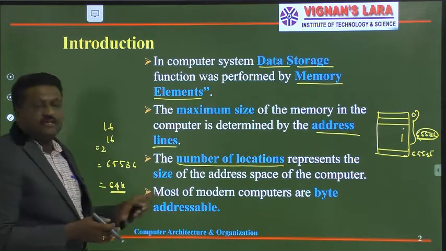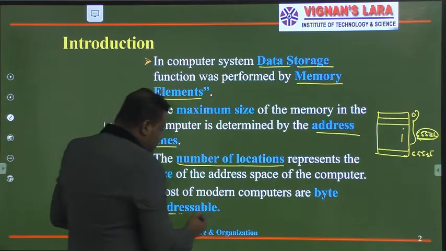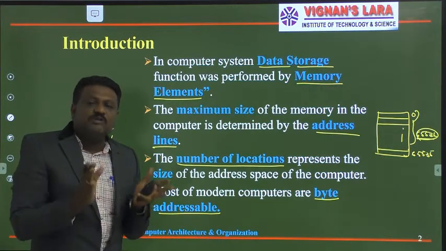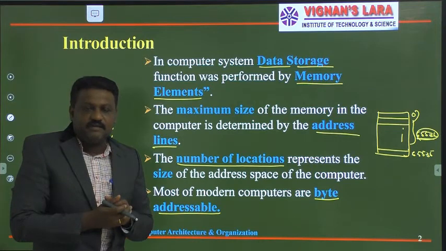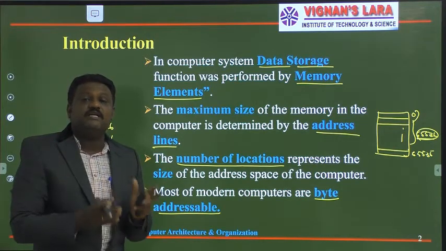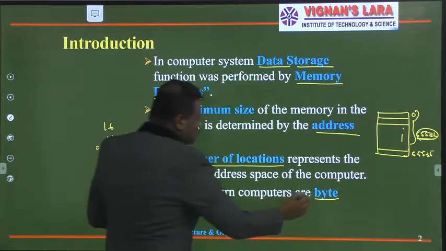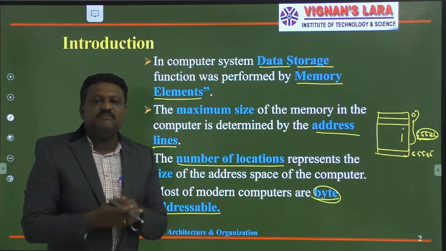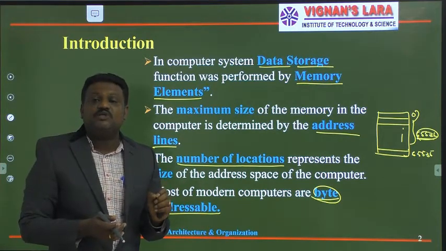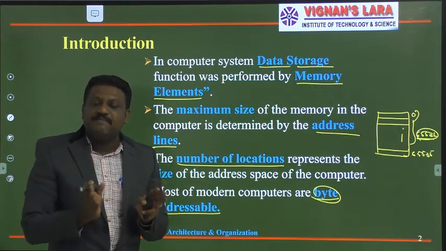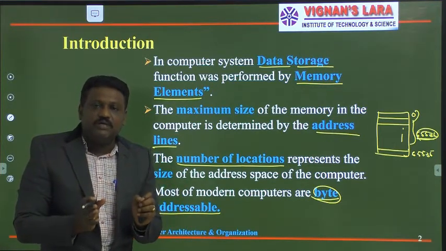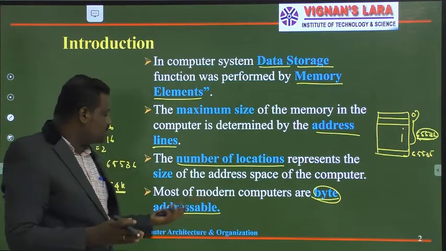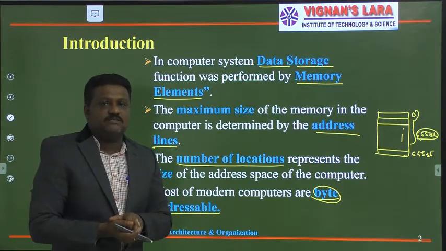That's it. Next, modern computers are byte addressable. That means in these modern computers, whatever memory elements are present, each and every location of a memory element can hold a byte of information. That is the meaning of this. I repeat my statement. In our modern computers, we have different memory elements. Each and every memory location of a memory element can hold 8 bits. That means your memory location can store 8 bits. So those memory elements I can call byte addressable memory elements. That you have to remember.